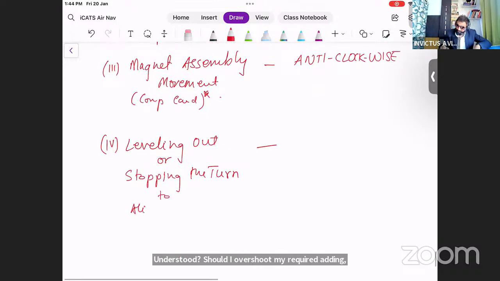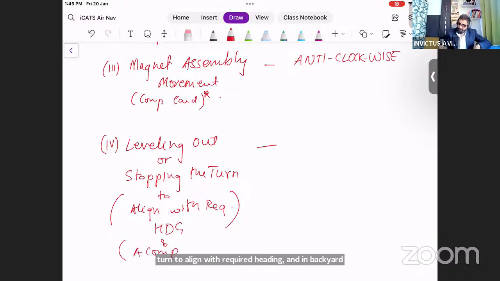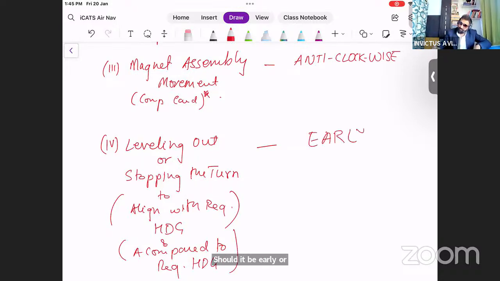Leveling out or stopping turn to align with required heading, and in bracket right, as compared to required heading, should it be early or late? Easy, write down. Leveling out should be early.